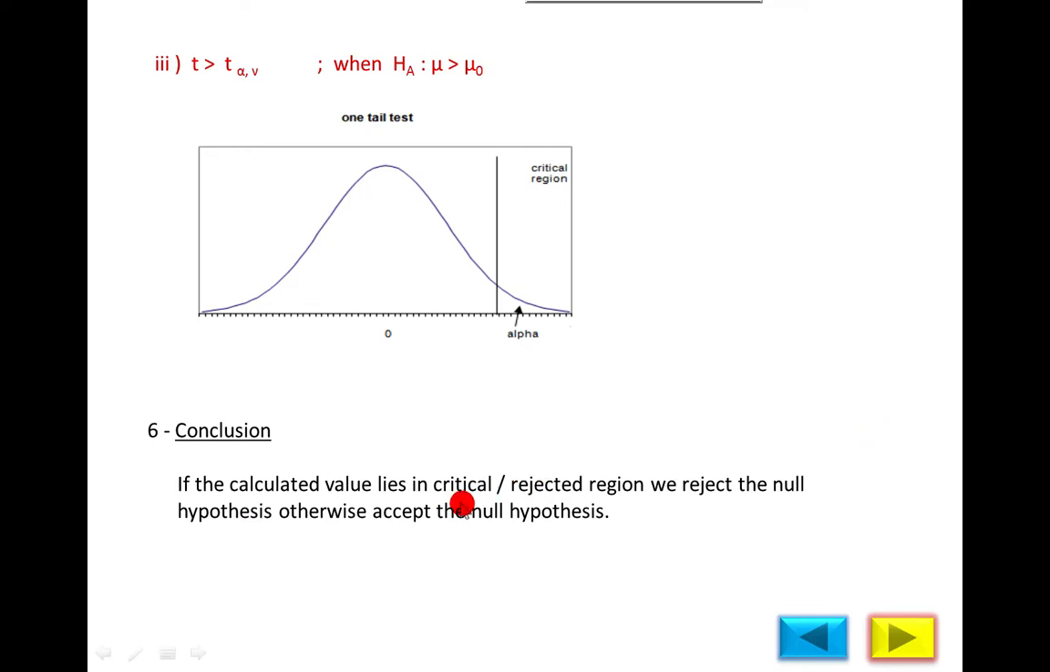Okay, so there are 6 steps. These 6 steps will be included in testing of hypothesis for mean, variance, etc. But the formula will be different, and the notation will be different. So now we will solve numericals.